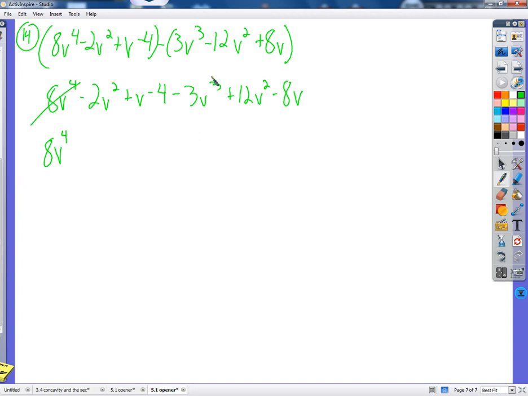Here's the power right there, the third power. Minus 3b cubed. It didn't have anything else to combine with. There's no like terms with it, so it's done. Here we have squared, right? The next one would be 2. So negative 2b squared and 12b squared plus 10b squared. That's those like terms put together. And a negative 8b and a b, so that's minus 7b. And minus 4.